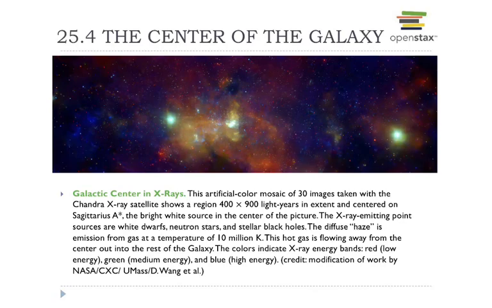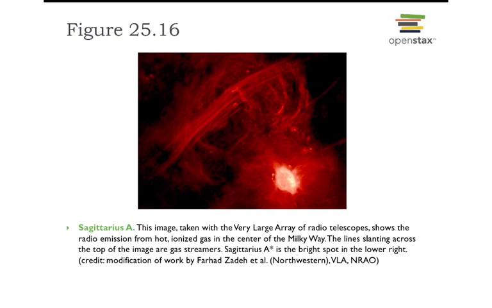Okay, so what do we actually see in the center of the galaxy? When we look at the center, we end up seeing a lot of radio emissions, so hot ionized gas that's coming out from the center, these huge gas streams that end up being ejected outwards.